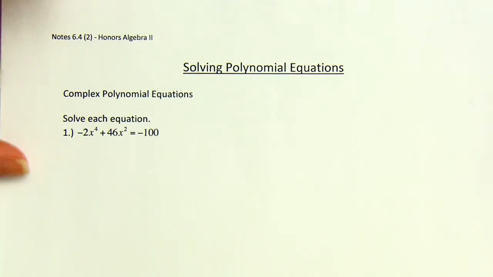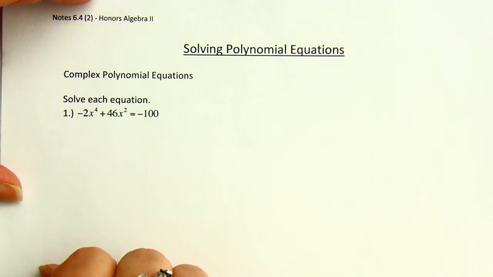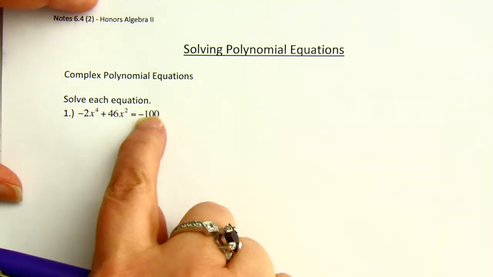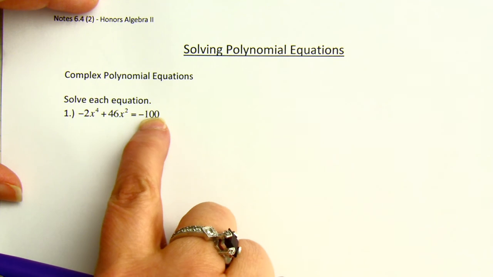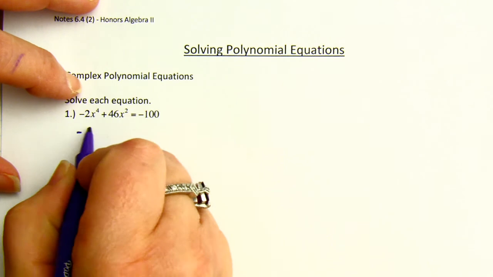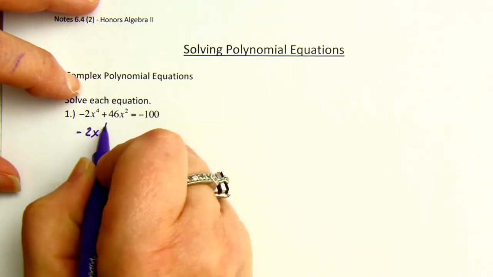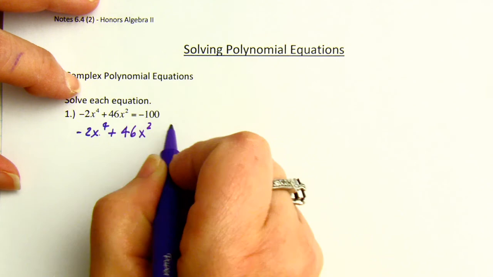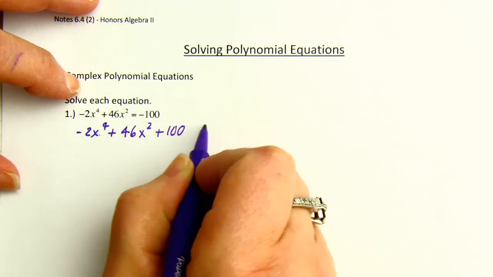I notice that I don't have a 0 on the right. And if I'm going to use factoring and the zero product property, I have to have a 0 on the right side. So I'm going to bring that 100 over to the other side. Negative 2x to the power of 4 plus 46x squared plus 100 equals 0.